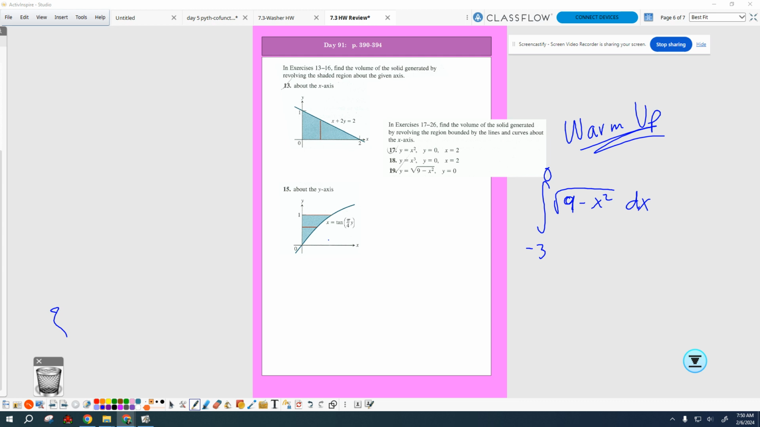Okay, how do I do this? Nick? It's a circle. Is it an entire circle? It's a quarter of a circle.